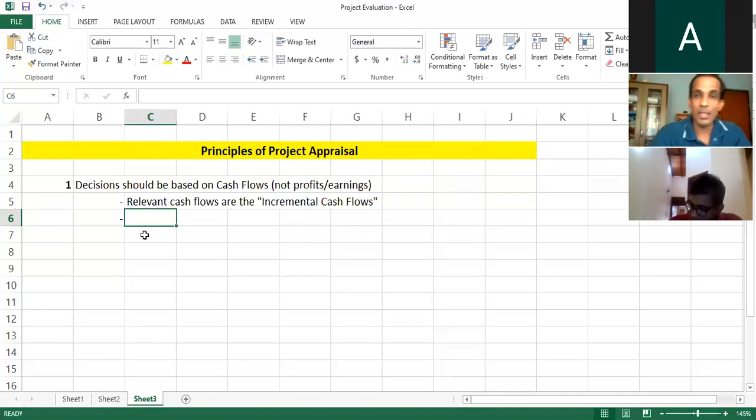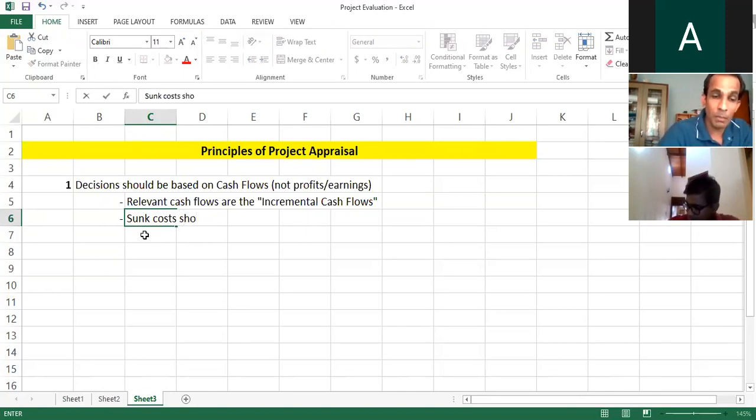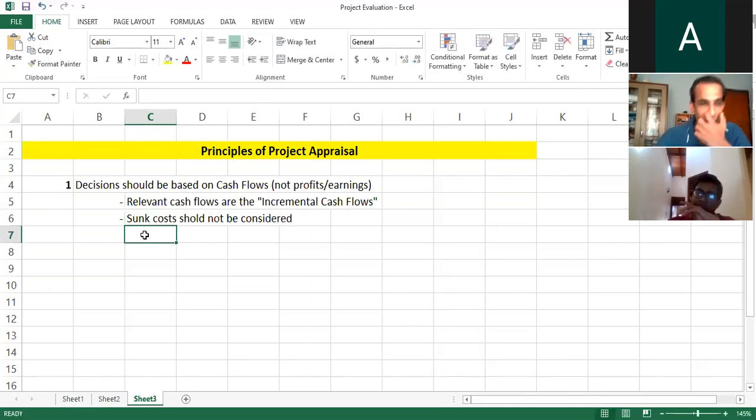Sunk cost. That means if there are any sunk costs, firms should not consider them, right? That's why we call it sunk. Sunk cost should be excluded. Sunk cost should not be considered. That means if there are any sunk costs, they should be excluded.